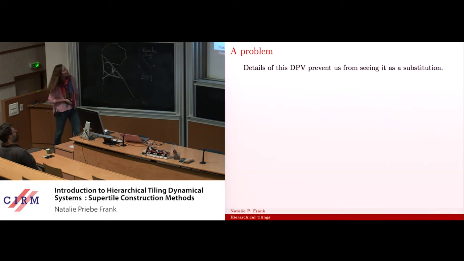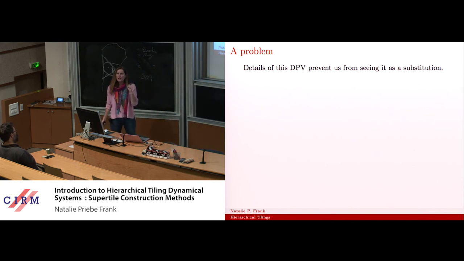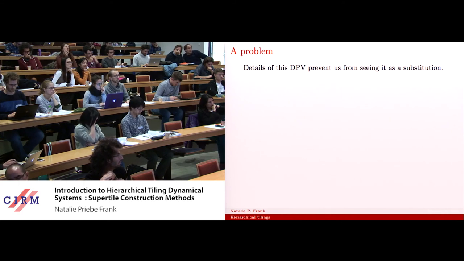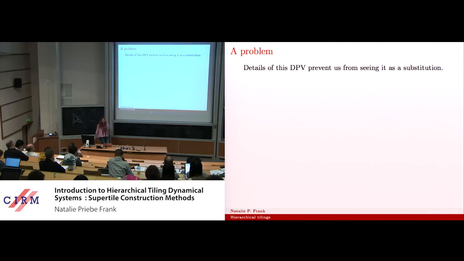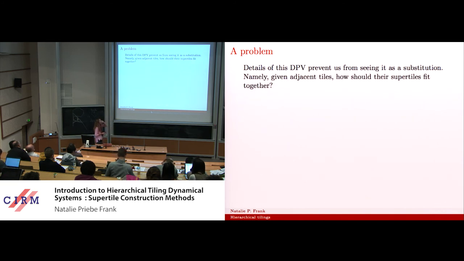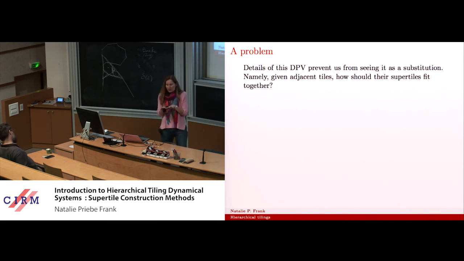All right, so there's a problem with this one. You cannot see this particular DPV tiling as a substitution, because its expansion factor is not Pisot. Here's what goes wrong. If you have two tiles that are adjacent, you know what you're going to substitute them with, right? You already have the rule.